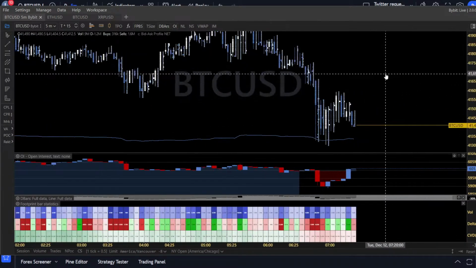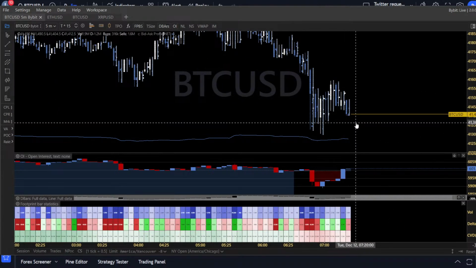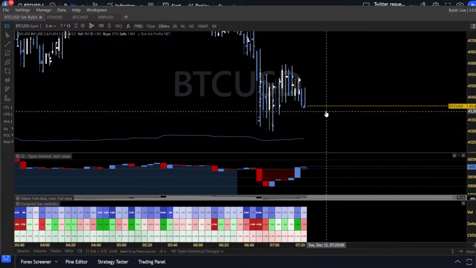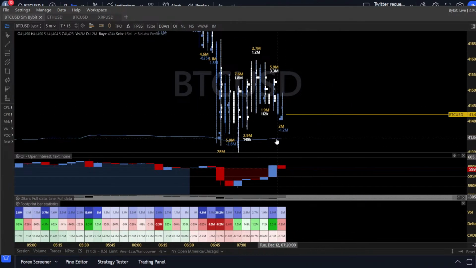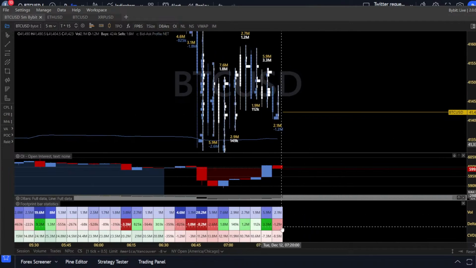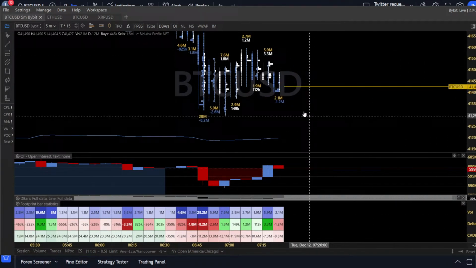So this isn't good for this long setup locally. You know, these longs can get wiped out right here. We don't know where their stops are. Seeing some of them getting stopped out, presumably.